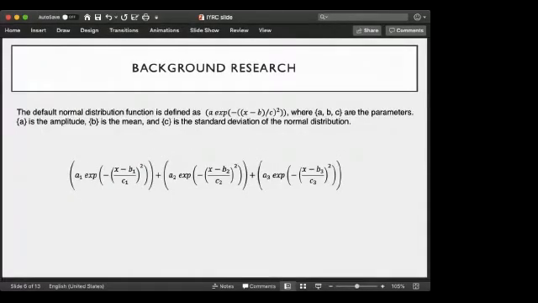Normal distribution is a function that shows the probability of variables. Normal distribution graph shows the amplitude, mean, and standard deviation of the function. As you can see here, normal distribution function can be written as expression on this slide. A, B, and C are all called parameters, and it will be used later in finding the matrix.